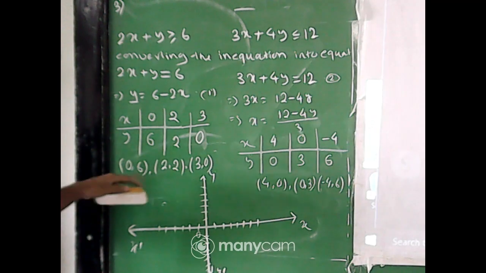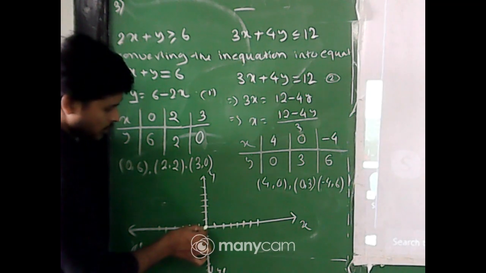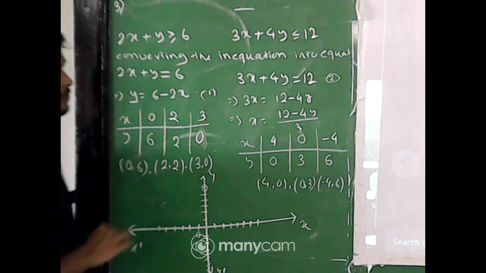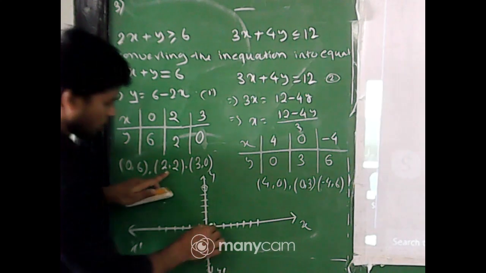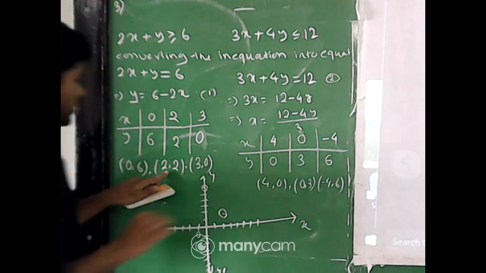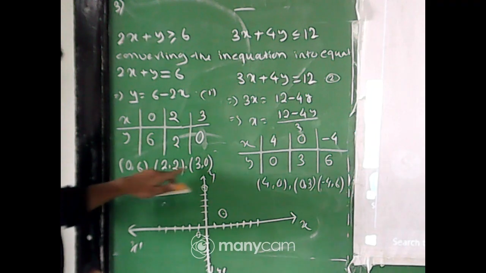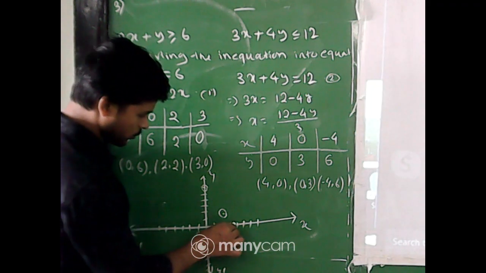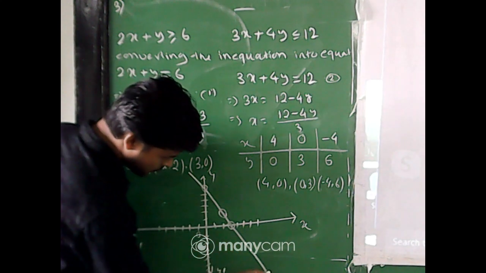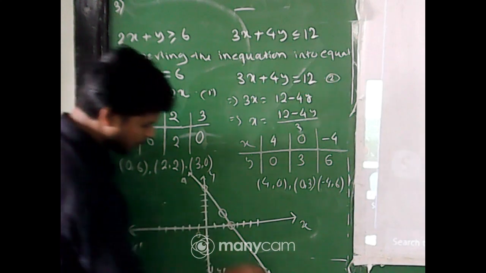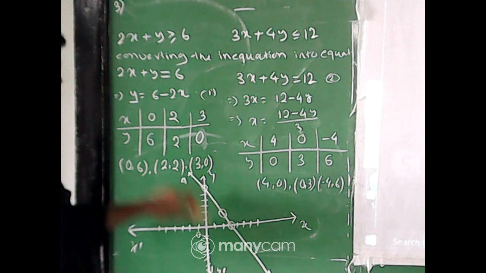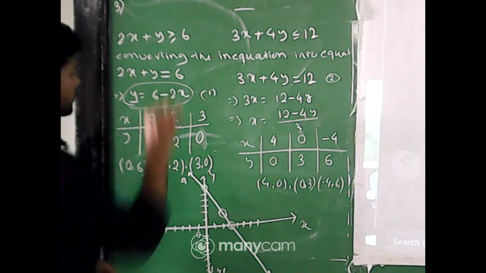Okay. Now put (0, 6). So (0, 6) will be 1, 2, 3, 4, 5, 6. So this is the point (0, 6). The second point is (2, 2). 1, 2, 1, 2. So this point is (2, 2). And then (3, 0). 1, 2, 3, comma 0. Now join them. Give it a name. Let it be AB. So AB is the line representing equation number 1.